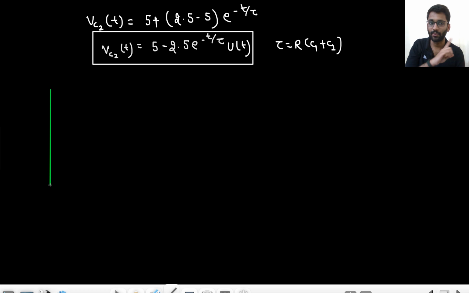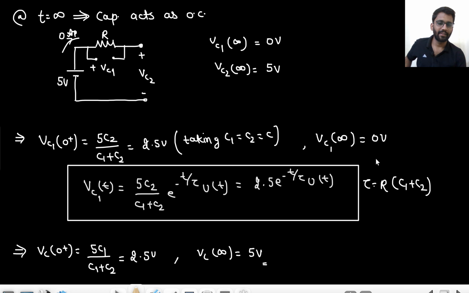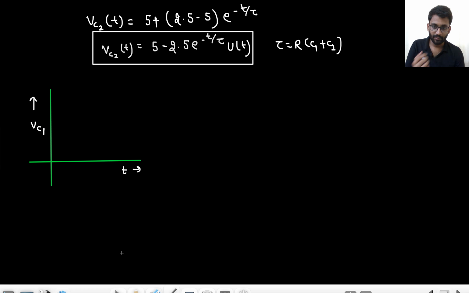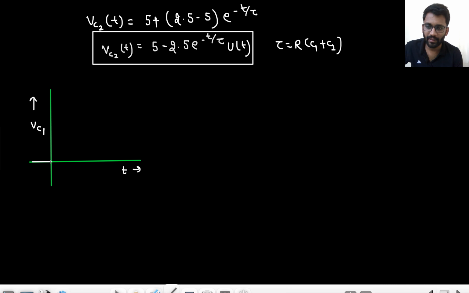I know there are some things left, IC1, IC2 and IR, that we will see. So let's make the graph first. VC1 versus t. What is happening in case of VC1? First 2.5 and then going down to 0, right? So we will make the graph like this. Initially it was 0, because VC1 at 0 minus was 0. Then suddenly it went up to 2.5 volt and then goes down to 0, right? The time constant is R into C1 plus C2.